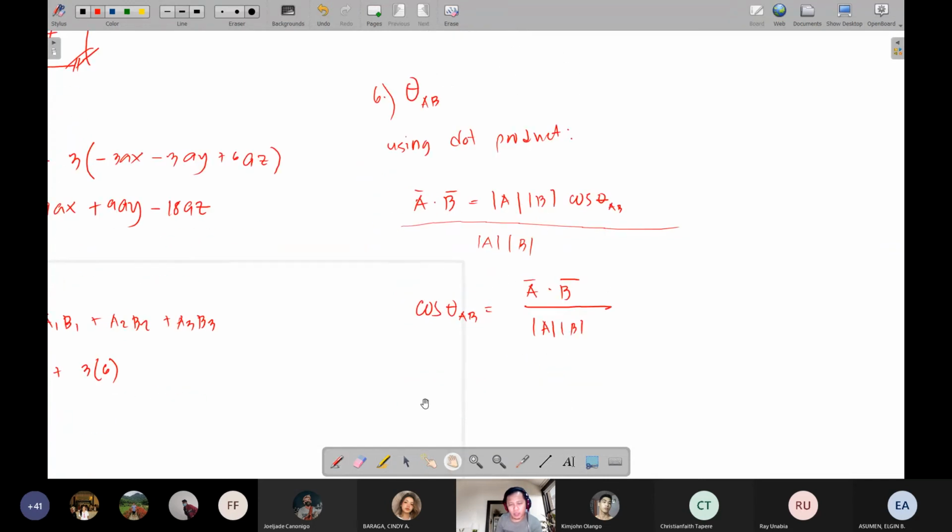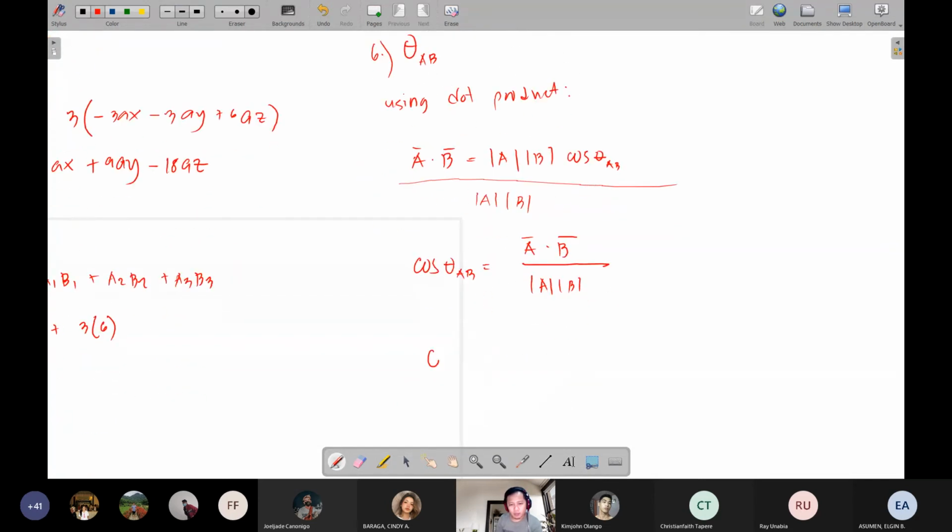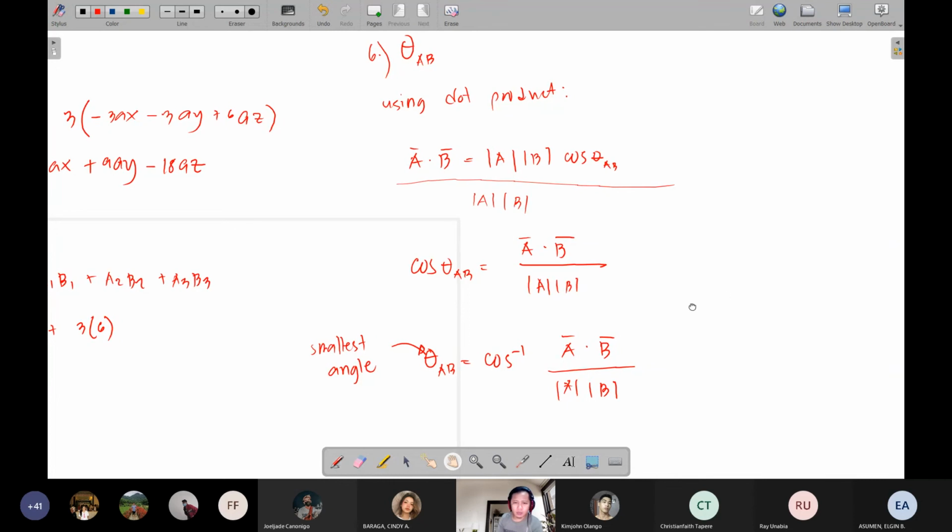Okay? Na since angle naman na itong kailangan, then angle between A and B is just arc cosine. Okay? Arc cosine sa vector A dot vector B divided by magnitude sa A times magnitude sa B. But also take note, okay, this angle will be the smallest angle. Okay? Smallest angle available. So ano nga ang pasabot smallest angle, sir?